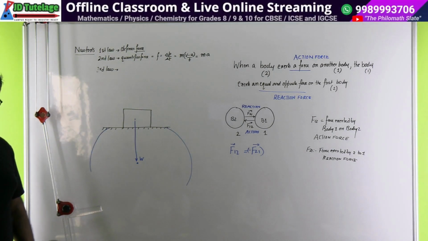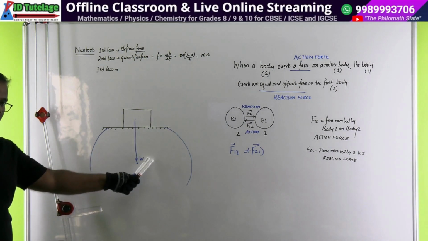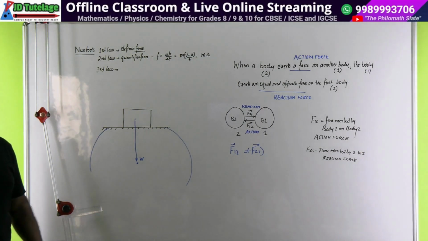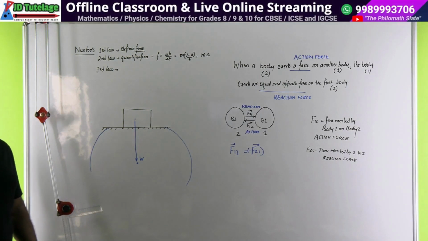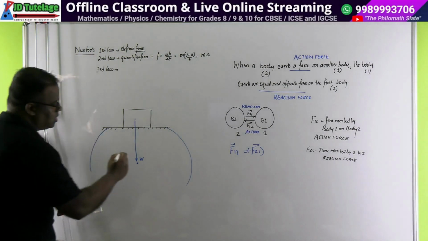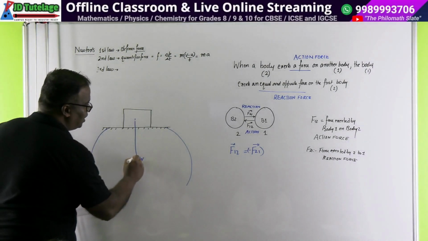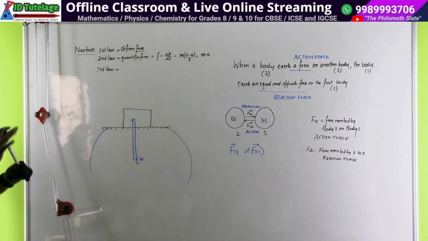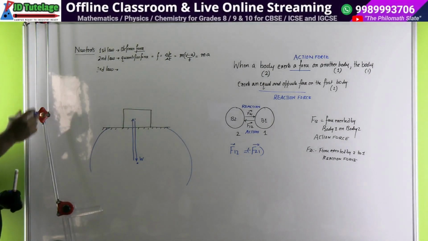Earth and the box. Newton's third law says if body 1, Earth, is exerting a force on body 2, the box should also exert a force on Earth. It should. Earth should also move towards the box, so there will be an equal pulling force. This is getting cancelled. Many people think that that is not true, but the Earth is also being pulled. Why the Earth doesn't move, we'll see later on in our next class.